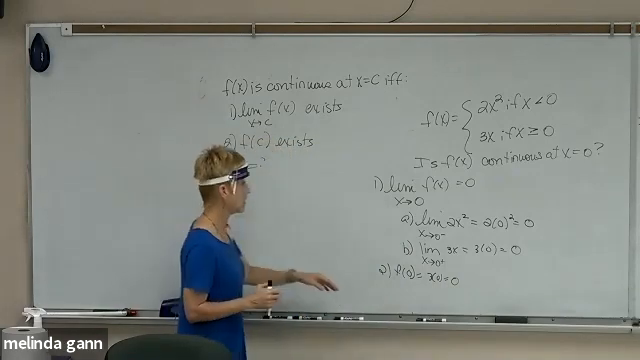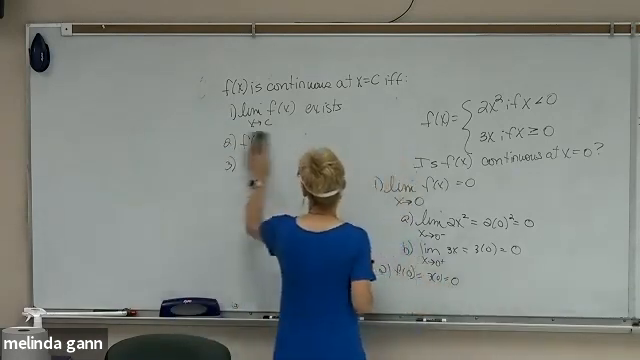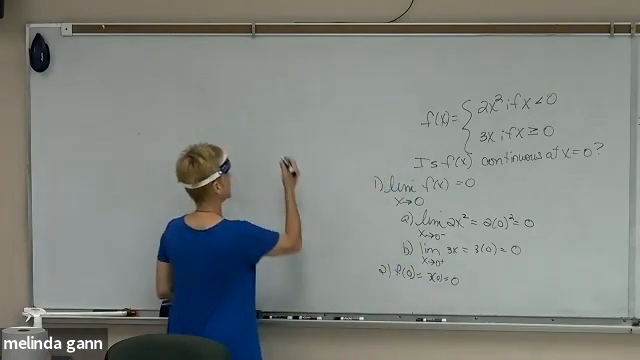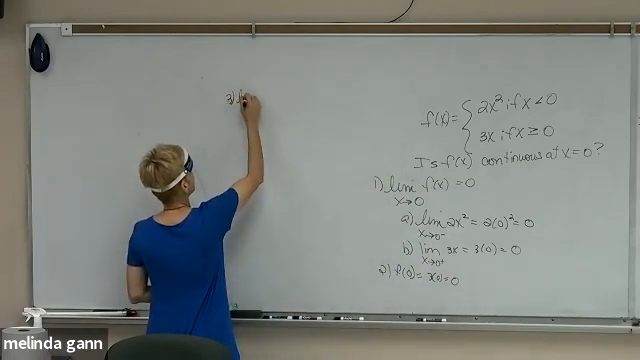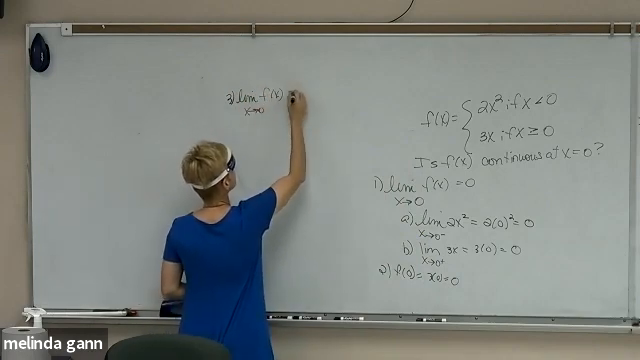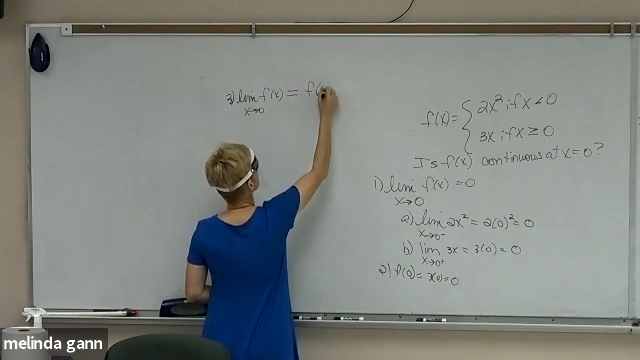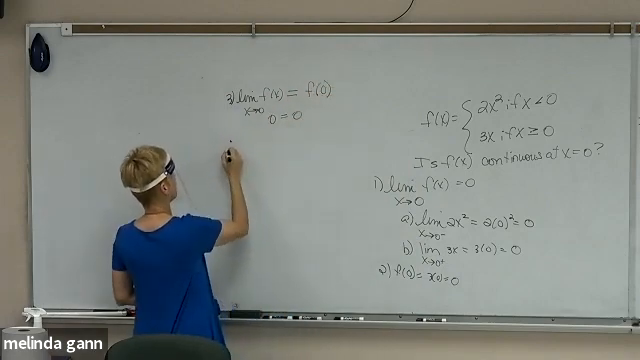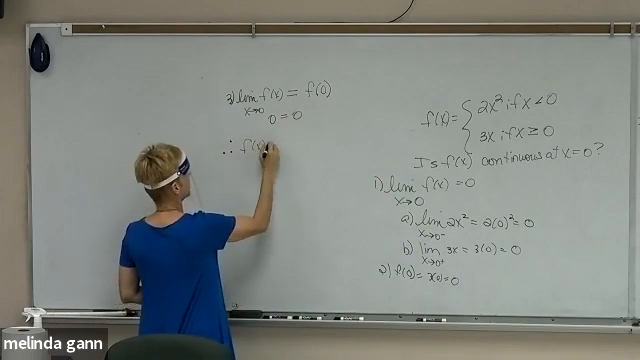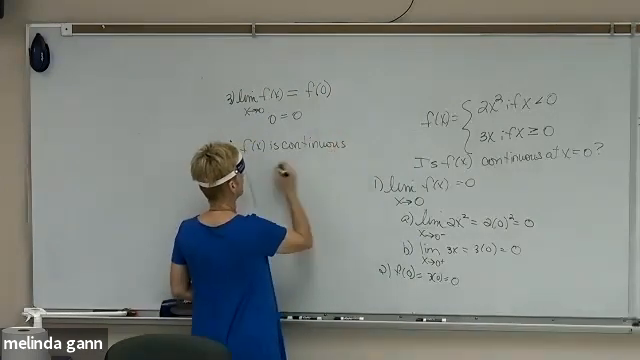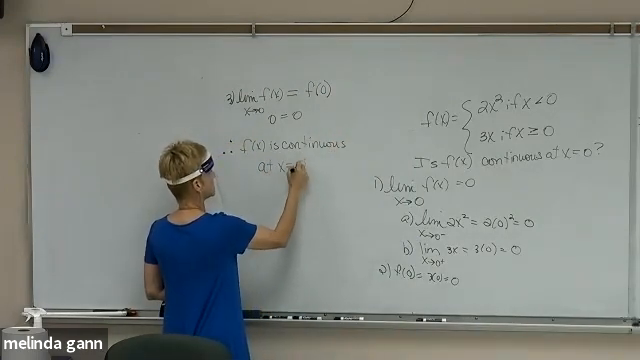Now I'm going to run over here if I'm running out of room. So I'm still not finished. What if I still have not shown somebody that those two things are what? The same. Because I got 0 equal to 0. So therefore, f of x is continuous at x equals 0.